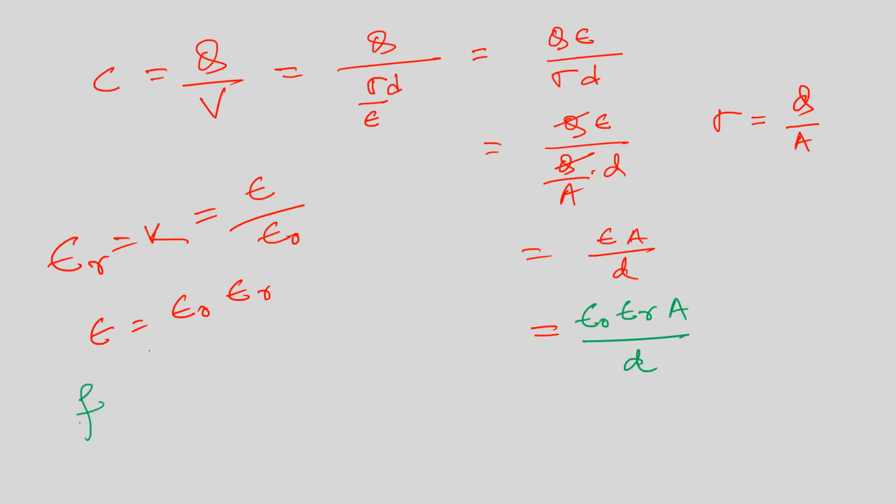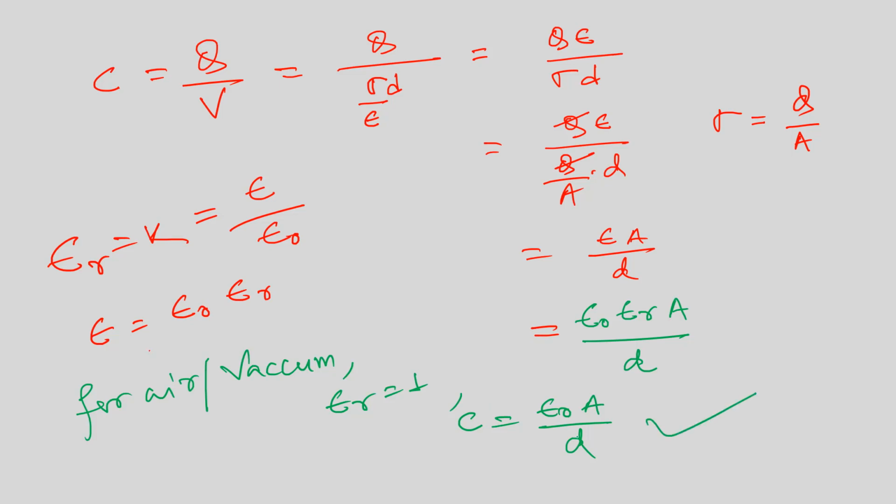Now remember, for air or vacuum, the relative permittivity epsilon r becomes 1, and I get epsilon naught A by d. This is the expression for capacitance when the dielectric medium is air or vacuum. But if there is any other medium, then you will use the above expression. It can be oil, it can be water as well. For different purposes the dielectric medium is different.